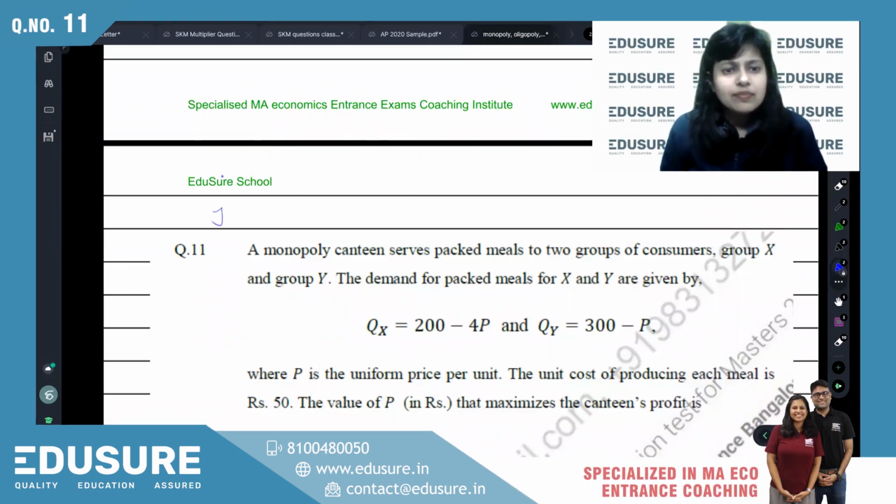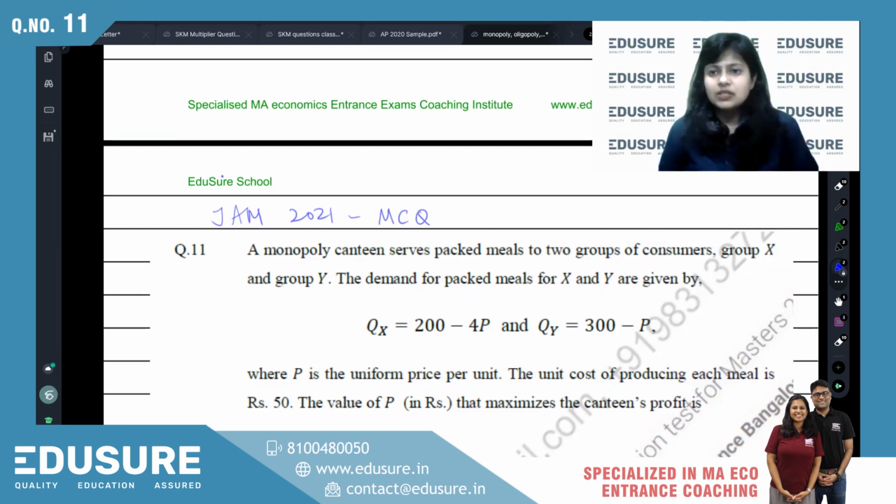So this is JAM 2021, question number 11 of the MCQ section. Monopoly canteen serves packed meals to two groups of consumers, group X and group Y. The demand for packed meals for X and Y are given by QX and QY, and P is the price per unit.